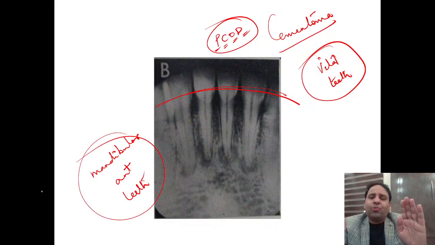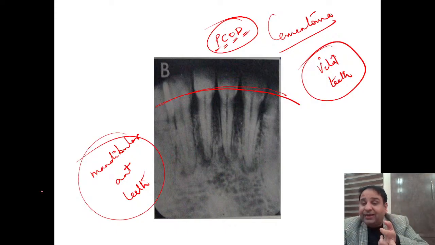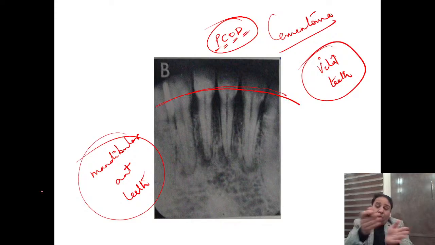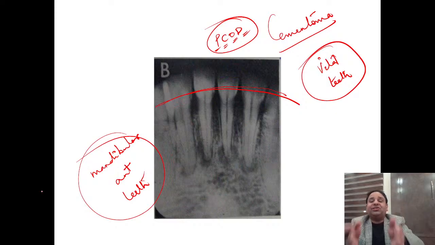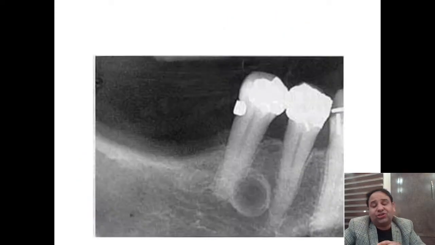So whenever there is a question on PCOD: mandibular anterior teeth, vital teeth, multifocal involvement, all the mandibular anteriors are involved, and teeth are always vital. And if you remember, I told you in its initial stage it is completely radiolucent, then becomes mixed, and then in the mature stage this lesion is completely radiopaque. A very important question on PCOD you may get in your NEET exam. Okay, remember all these important points.